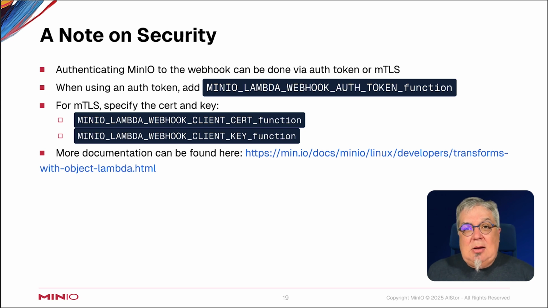And you can authenticate in one of two ways. You can either use an auth token, or you can use MTLS with a cert and key. Okay, so if we're using an auth token, MinIO Lambda webhook auth token, and then the last field is the name of the webhook. Similarly, MinIO Lambda webhook client cert, MinIO Lambda webhook client key, the last field is the name of the webhook again. So this links it to your other webhook information that you did to stand up your webhook and make it available. If you need more documentation on this, you can follow the link that you see here.